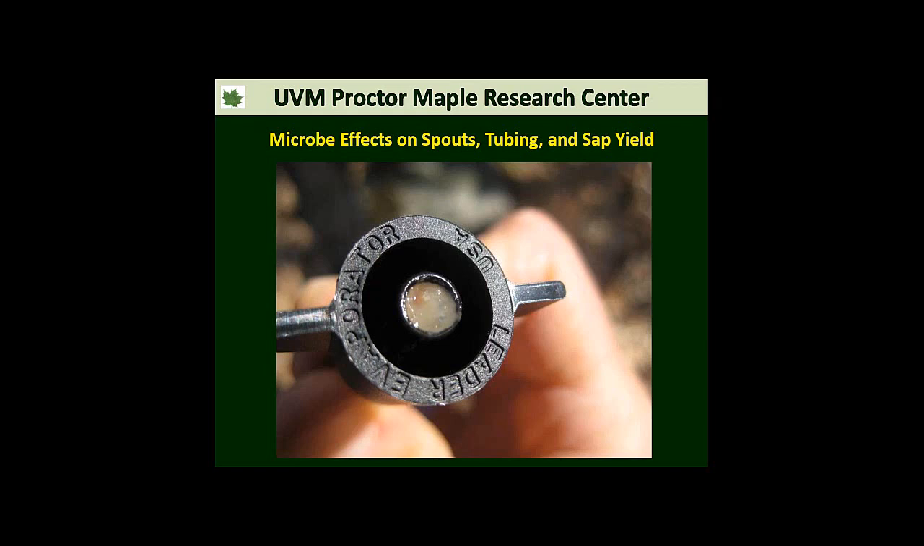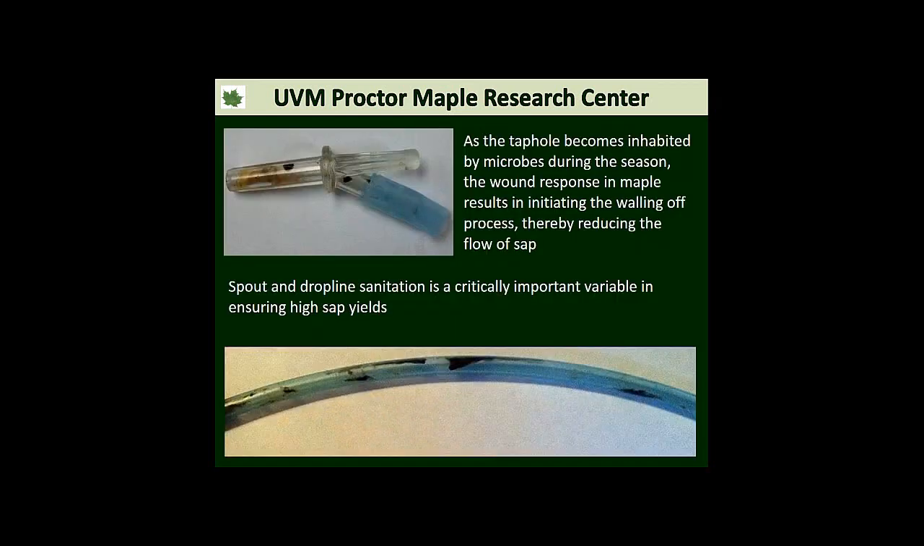Three big factors in getting high sap yields: having a good tree resource, good healthy trees; excellent vacuum, because the higher the vacuum, the more sap you're going to get out of the tree; and then excellent sanitation. You have to have all three of those things to get really good sap yields. So it is worth paying attention to the effects of microbes on these things.